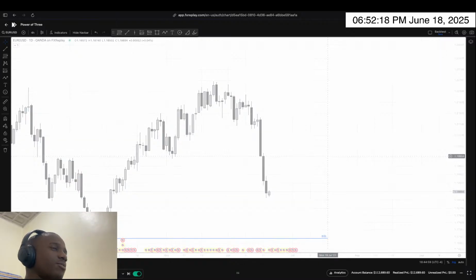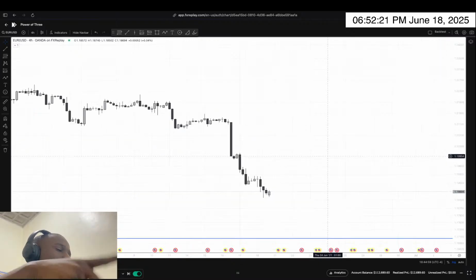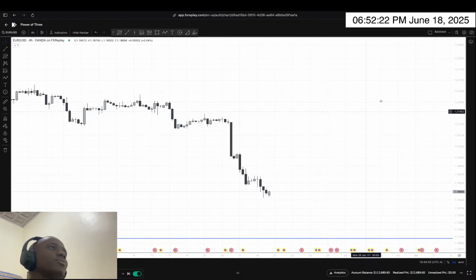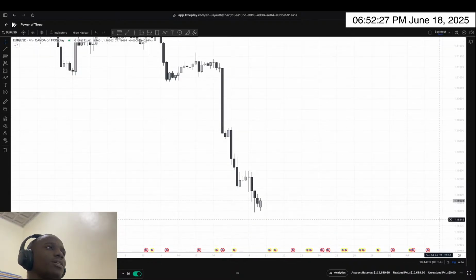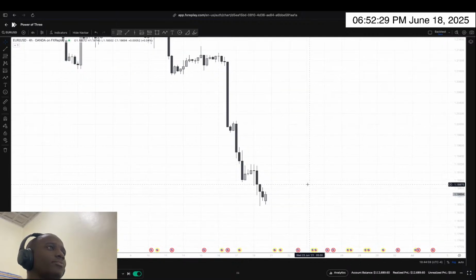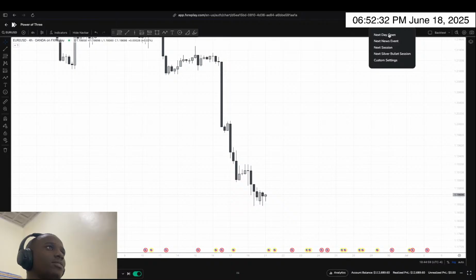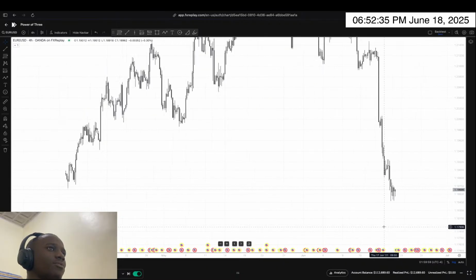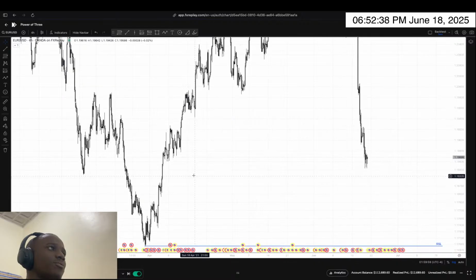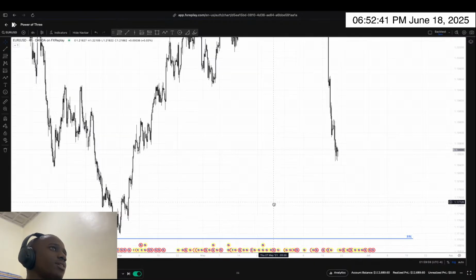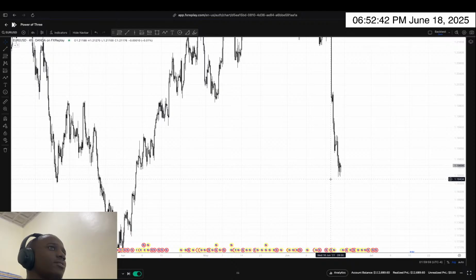I'll start with the 4 hour, then the 1 hour, then I continue. On the 4 hour, you can see we're creating lower highs and lower lows, and we kept dropping. So I'd like to go to the next day open, exactly at Asia. You can see that we have nothing much as of now. We took out this low, and this is our next target. Depending on how this week reacts, we'll see.